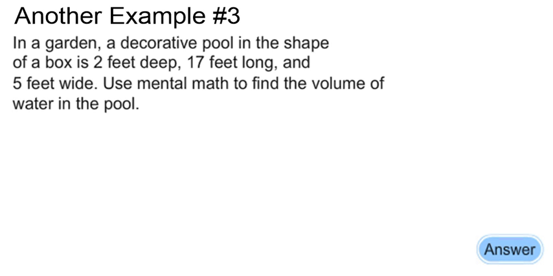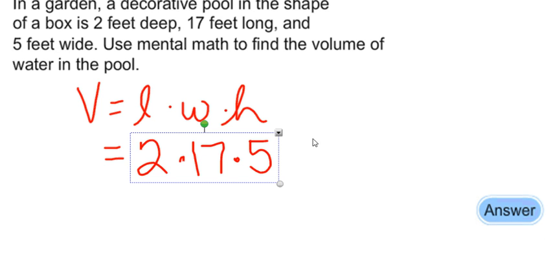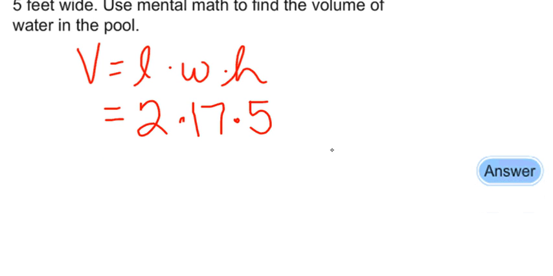Okay, so our volume equals our length times our width times our height. So I am going to multiply the 2 times the 17 times the 5. All right. So what I'm going to do first is I'm just going to reorder these numbers because I want to pick numbers that are easy for us to mentally compute. So I'm going to reorder this as 2 times 5 times 17.